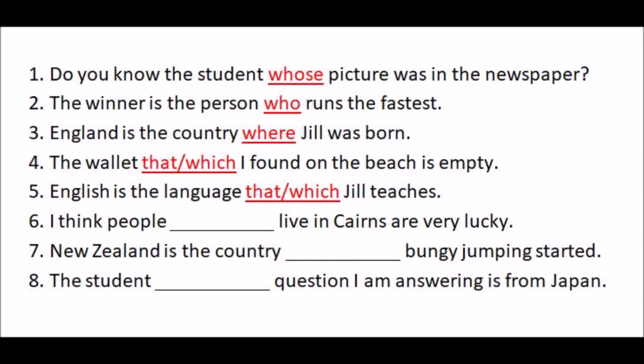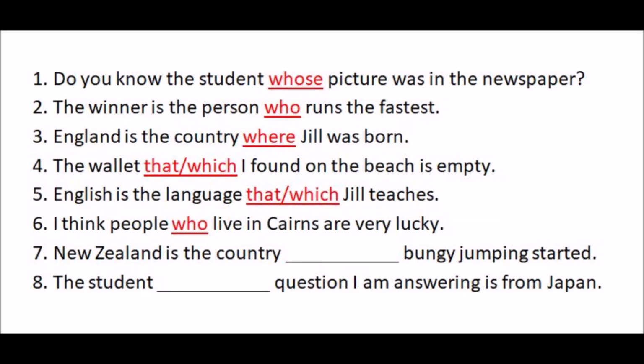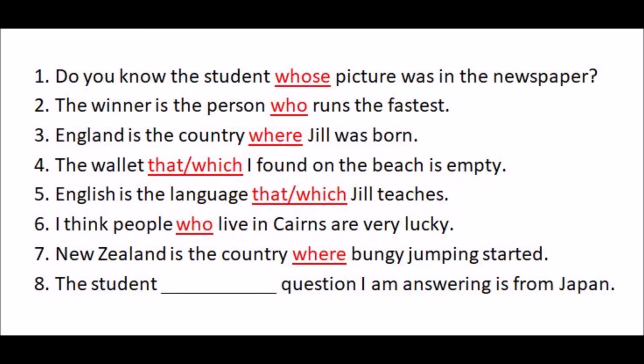Number 6, I think people who live in Cairns are very lucky. And the answer is, I think people who live in Cairns are very lucky. Who because we're talking about people. Number 7, New Zealand is the country where bungee jumping started. And the answer is, New Zealand is the country where bungee jumping started. Where because we're talking about a place, a country.